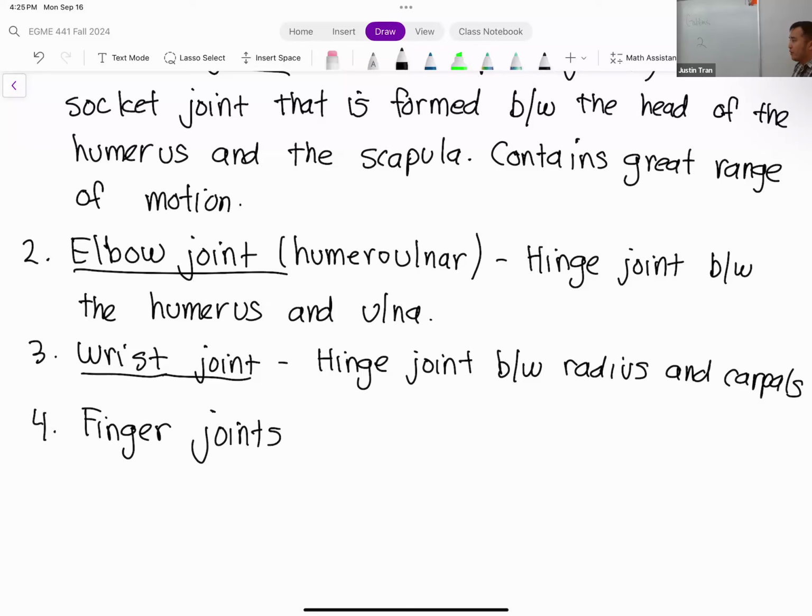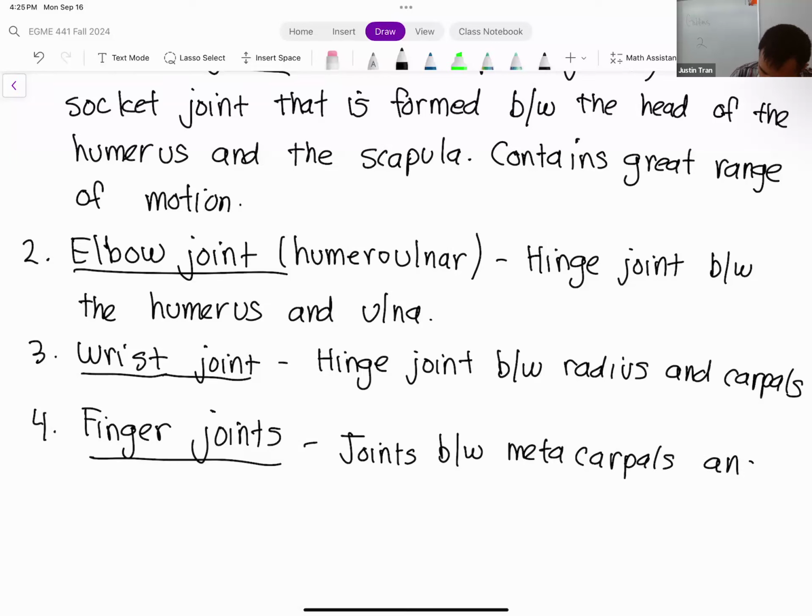And then finally, we have your finger joints. There are two types of finger joints. There's the joint between your metacarpals and the carpals, which are called your finger hand joints. And the other joint is between your phalanges and your metacarpal, so the joint between the ends of your fingers and the base.